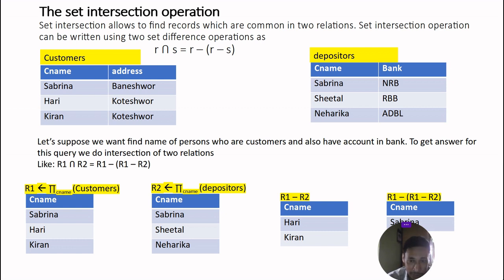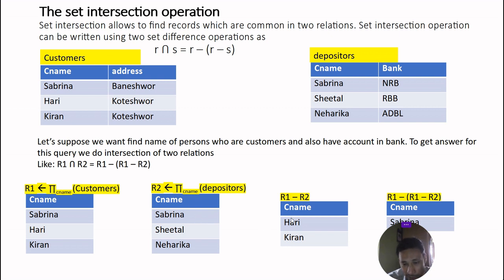Now let's see here. First let's retrieve the names of customers and assign them to R1. Here we can see the names of customers are Sabrina, Hari, Kiran, and that relation is R1. Similarly, the names of depositors are Sabrina, Sital, Niharika, and the relation is stored in R2. Here I have used the project operation to extract the name from customer and depositor.